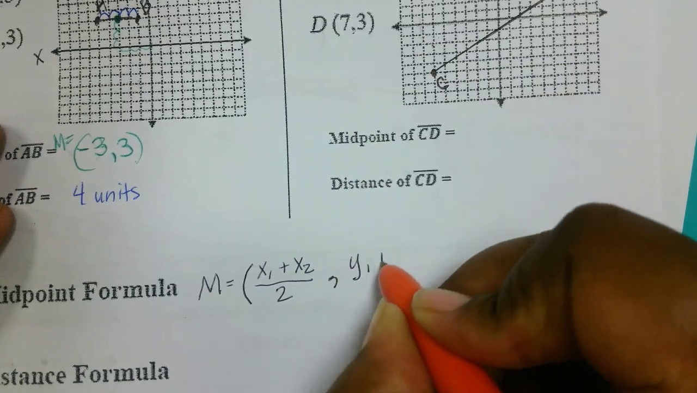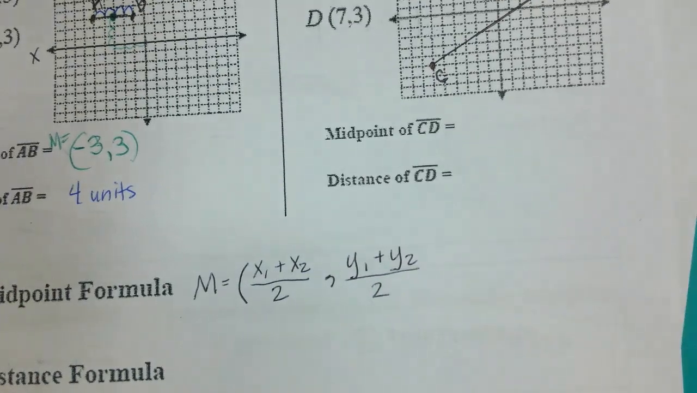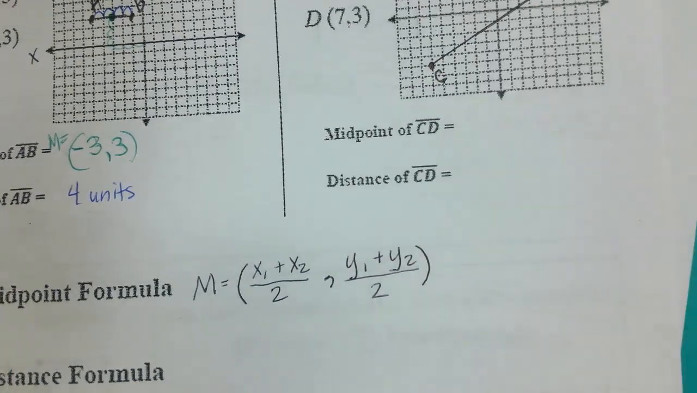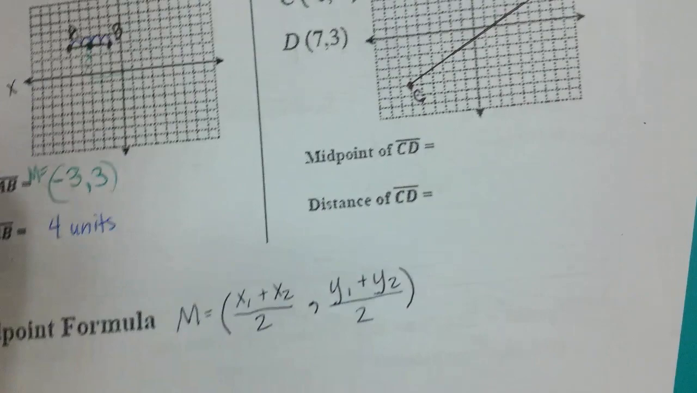I do the same thing for my y's. I add the 2 together, divided by 2. That's finding the average. And that's going to be my y coordinates. So that's how we find midpoint. And this is actually a really easy formula.